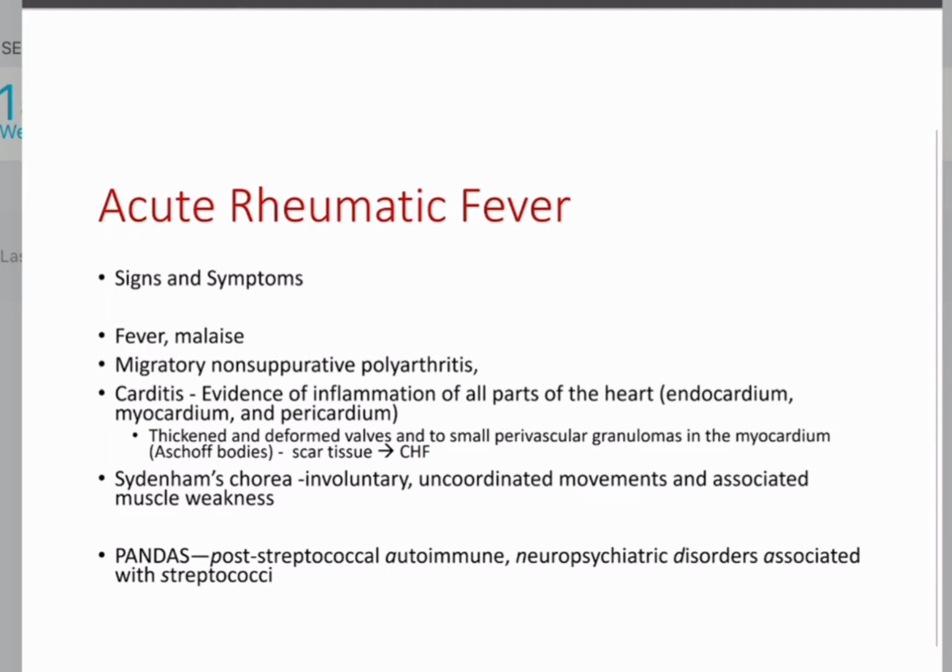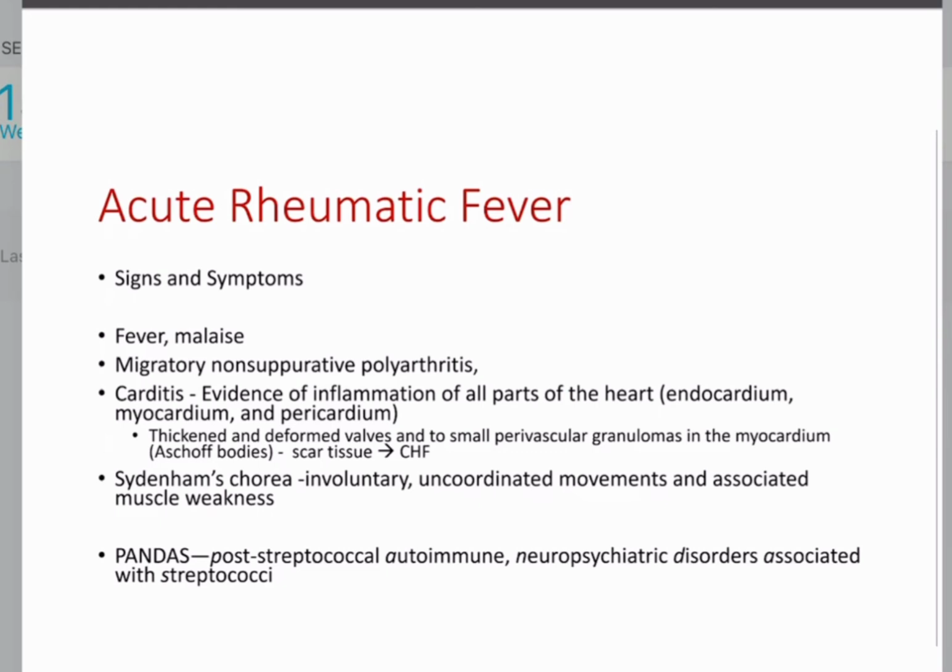Then another interesting feature is what is known as Sydenham's chorea. Sydenham chorea is nothing but involuntary, uncoordinated movements associated with muscle weakness. That means there is unexplained kind of movement of the hands or the muscles, eye muscles, or any other skeletal, legs can occur. So the patient is very characteristic with this particular presentation, which is known as the Sydenham chorea.